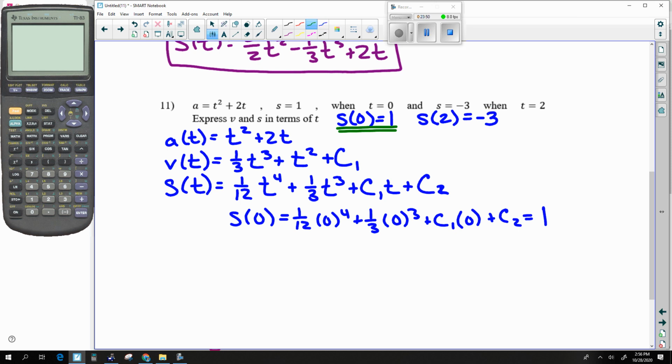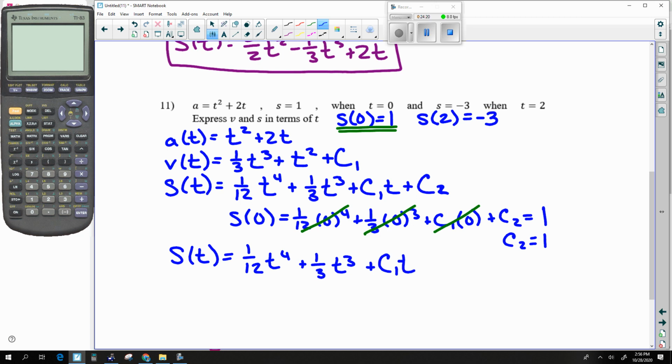Okay, so anything multiplied by 0. That leaves me isolated with a C2. So that says C2 is equal to 1. That's good news. And so what we can, in essence, do is update our position. Our updated position now is 1/12 t to the fourth plus 1/3 t to the third plus C1 t. I don't know what C1 is, but I know that C2 is equal to 1.